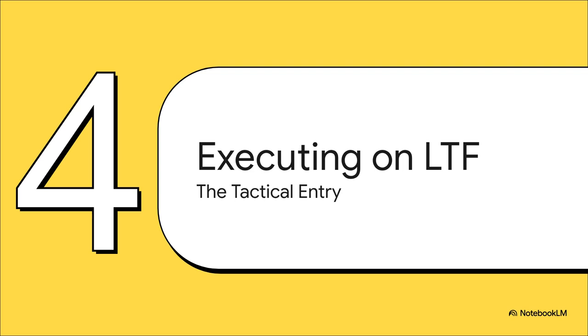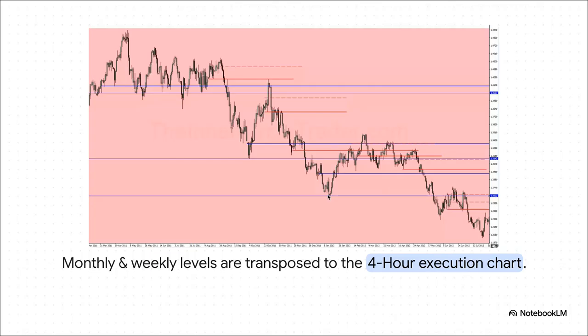Okay, so we've done our strategic homework, we've mapped the battlefield, and we know exactly where the major resistance zones are. Now it's time to switch hats, become a tactician, and find that precise entry on a lower time frame. And this is where it all comes together. We take all those powerful monthly and weekly lines we drew, and we just copy them right onto our 4-hour chart. This is our execution time frame.